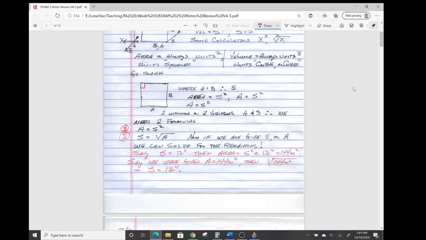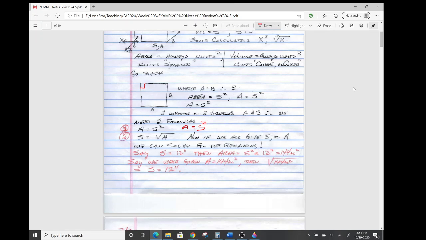So we algebraically rearrange this. And how do you rearrange this? Well, you want to solve for S, right? We want a formula for S. So we took this formula, A equals S squared.